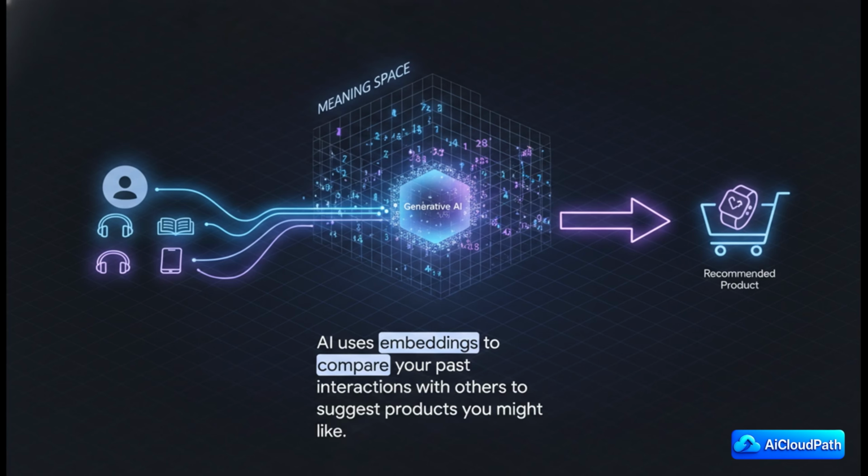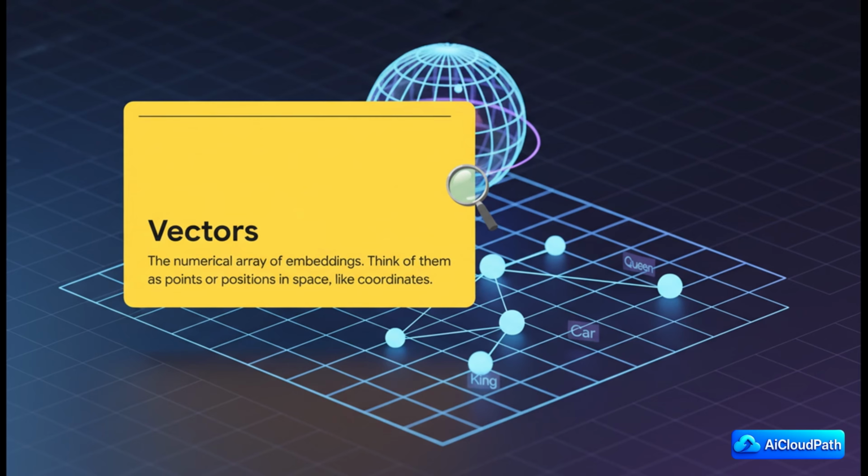That shopping app turns your profile, what you've clicked on, what you've bought, it turns it all into these numerical codes. And then it's just a game of matching. It looks for products with similar codes, and boom! That's how you get those shockingly good recommendations. It's not magic, it's just really, really clever math. Now, these numerical codes we keep mentioning, they have a technical name, vectors.